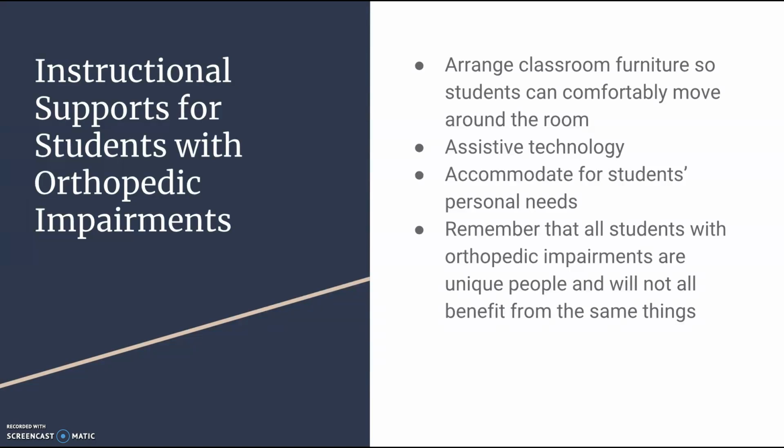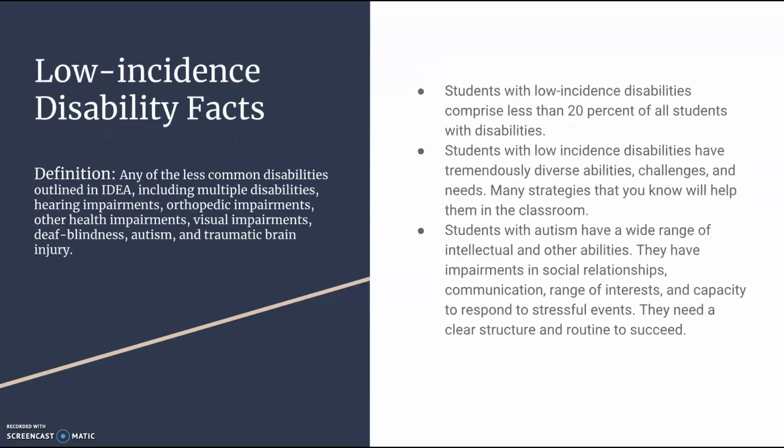Instructional supports for students with orthopedic impairments include arranging the classroom furniture so students can comfortably move around, using assistive technology, accommodating for students' personal needs, and remembering that, just like any other disability, all students with orthopedic impairments are unique and will not benefit from the same things.